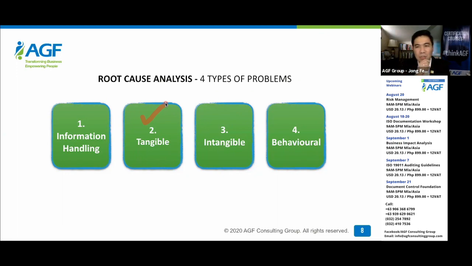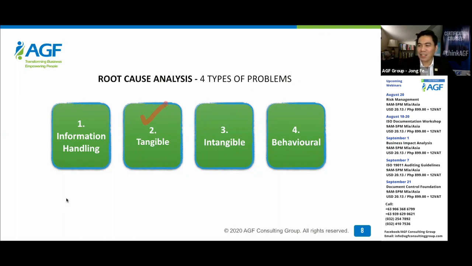Now, if this is the issue, do not do anything about information handling. Do not try to overhaul your communication protocols or revisit your communication channels. If the problem is tangible in nature, zero in on your process, because it's the process that is causing it. Okay, my friends, it's the process. The process is designed to make failures. The process is designed to generate customer complaints. Can you imagine that? And I always share this in my talks.